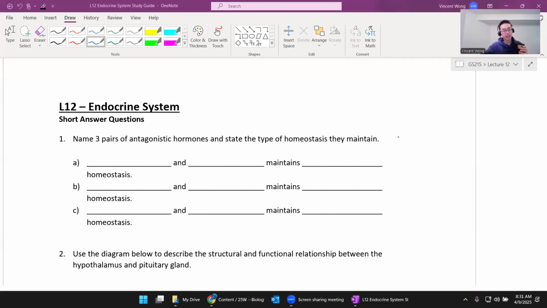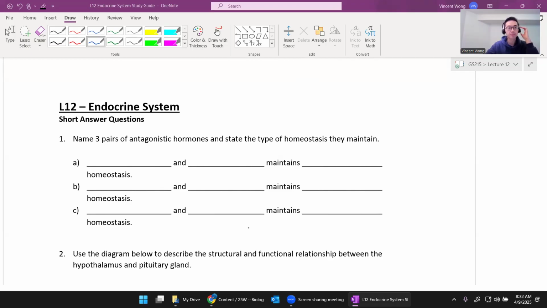Hello, good morning. So we're gonna basically take up the study guide for lecture 12 today and fill in a few hormone charts and do a summary of what we've learned on Monday, and hopefully that's gonna help you remember the stuff a little bit better. So here we go. First question here.